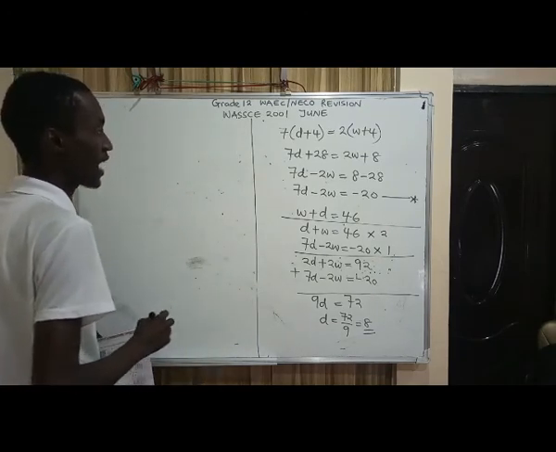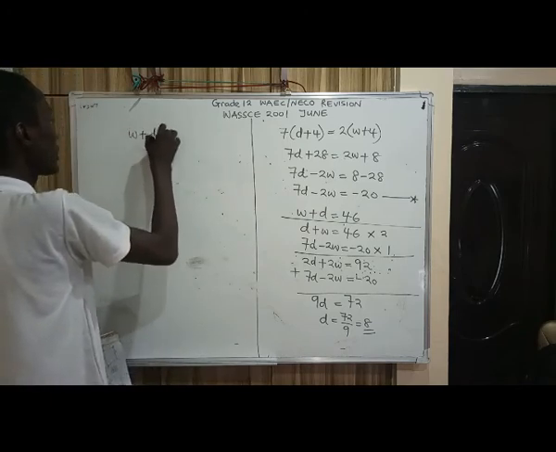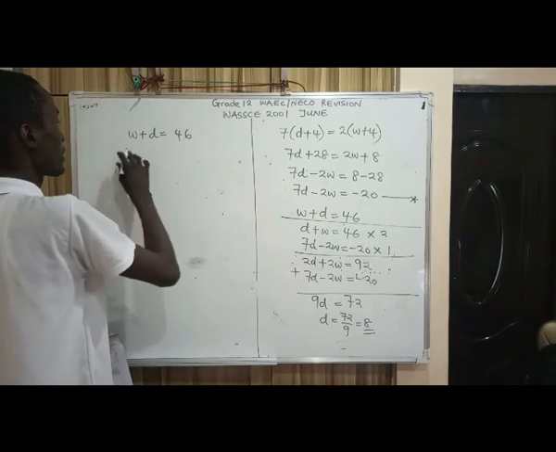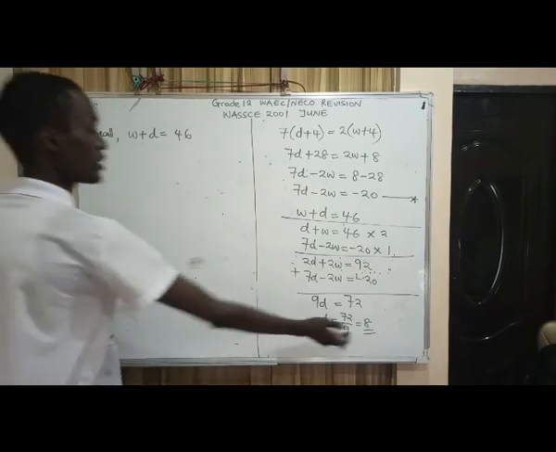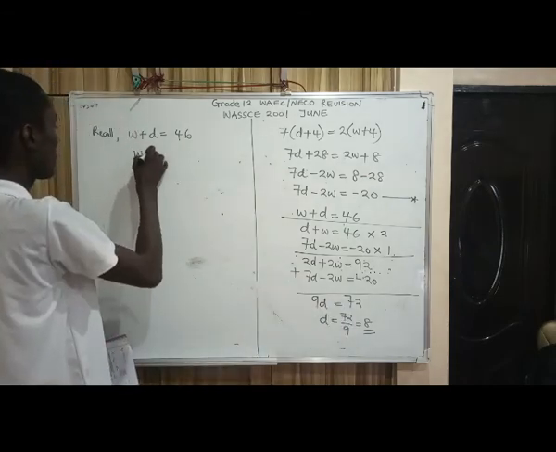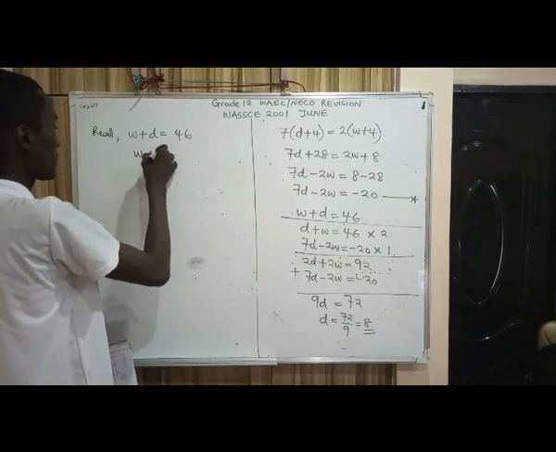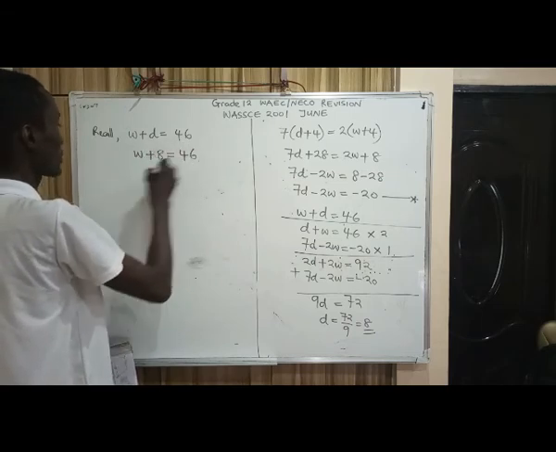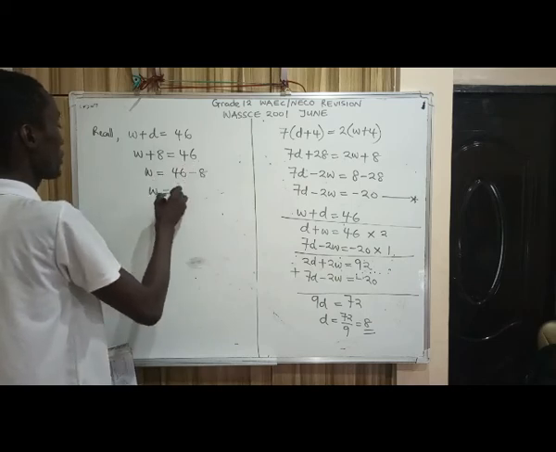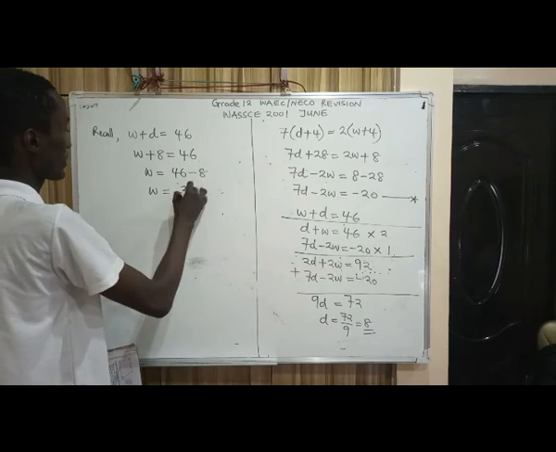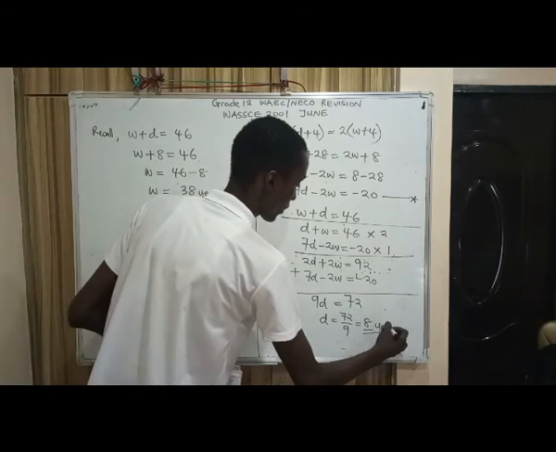Now, my task will be to get w. Remember that we said that w plus d is equal to 46. So d is 8, so it means w plus 8 will be equal to 46, meaning that w will be equal to 46 minus 8. W will now be equal to 38. So this is in years, and this will be in years also.